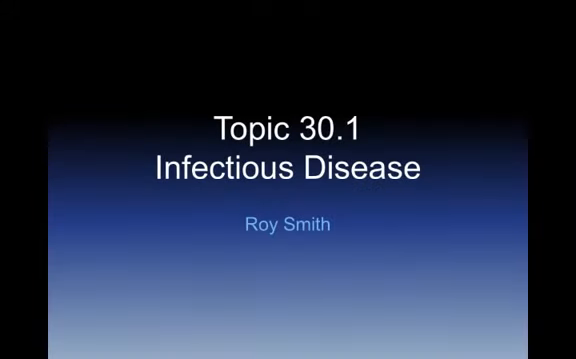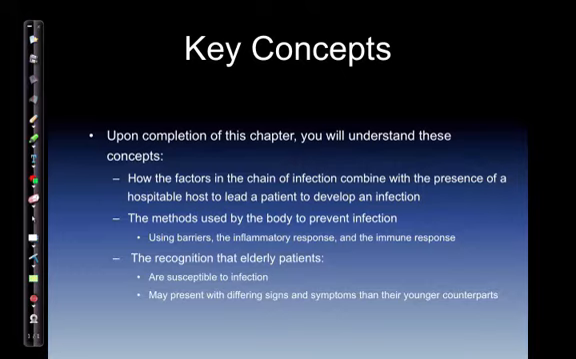This is going to be topic 30.1, infectious disease. Upon completion of this chapter, you will understand how the factors in the chain of infection combine with the presence of a hospitable host to lead a patient to develop an infection, the methods used by the body to prevent infection, and that would be including barriers, inflammatory response, and immune response. The recognition that elderly patients are susceptible to infection may present with differing signs and symptoms than their younger counterparts.